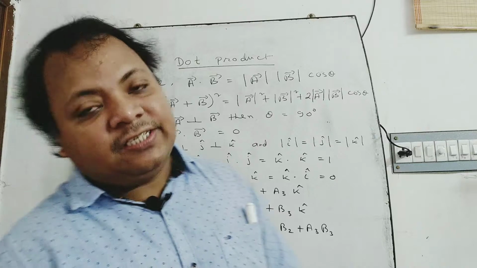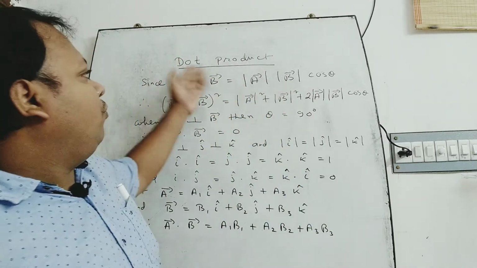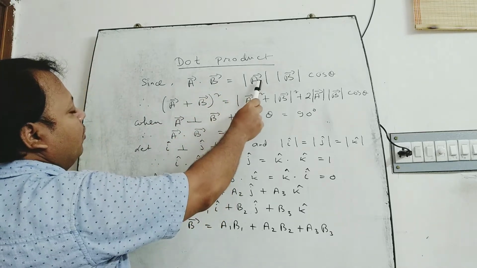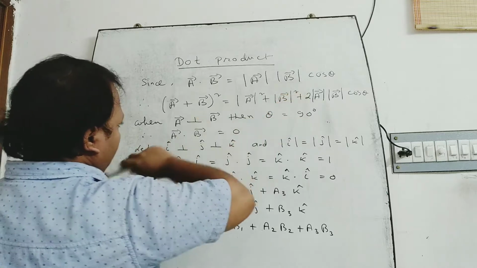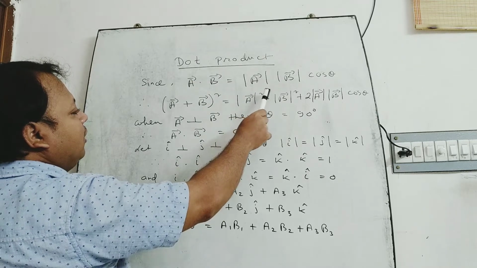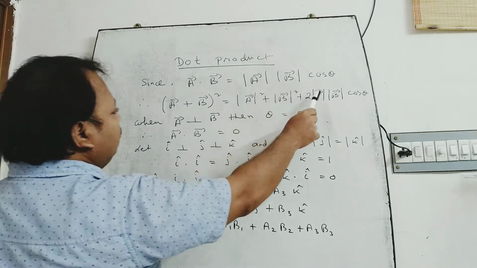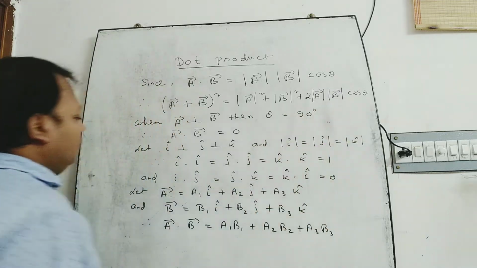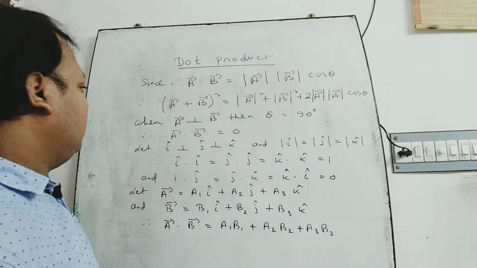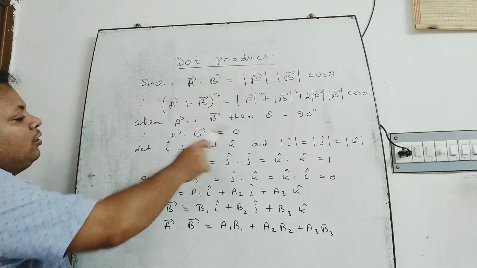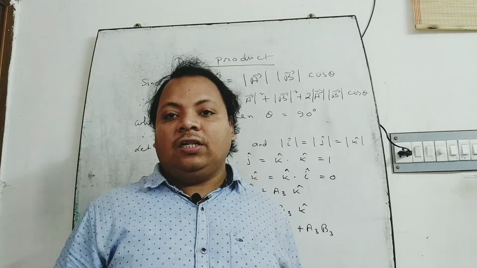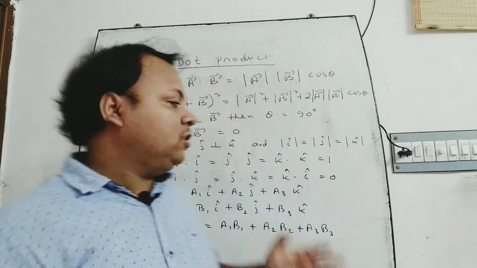Now I shall discuss the dot product in detail. Since a vector dot b vector is equal to mod of a vector mod of b vector cos theta, therefore a vector plus b vector whole square is equal to mod of a vector square plus mod of b vector square plus 2 into mod of a vector mod of b vector cos theta. When a vector is normal to b vector, then theta is equal to 90 degrees. That's why a vector dot b vector is equal to 0. That is, when two vectors are perpendicular to each other, the dot product between them is 0.